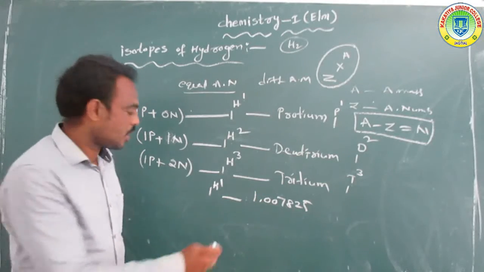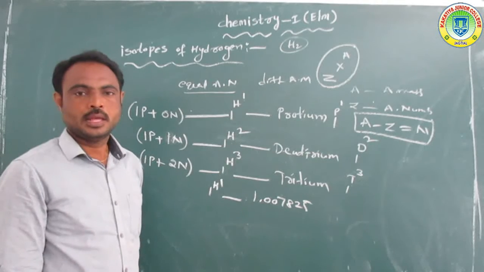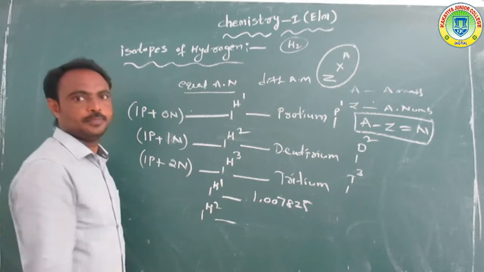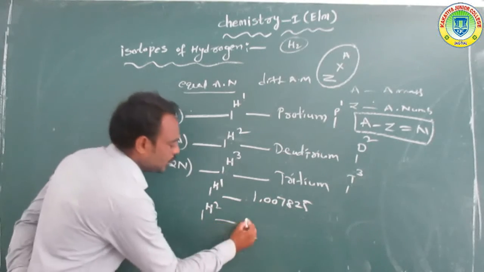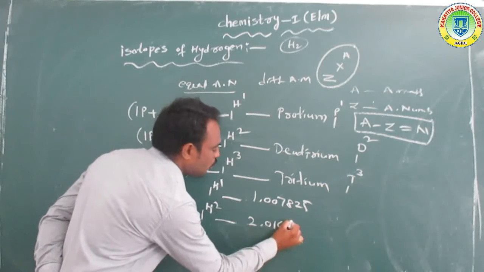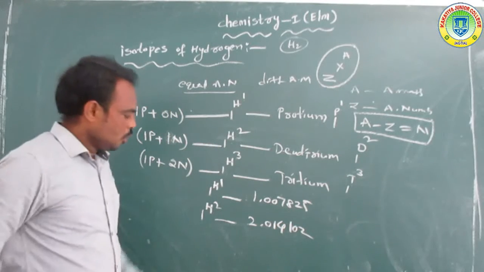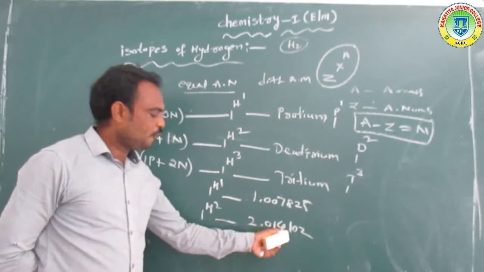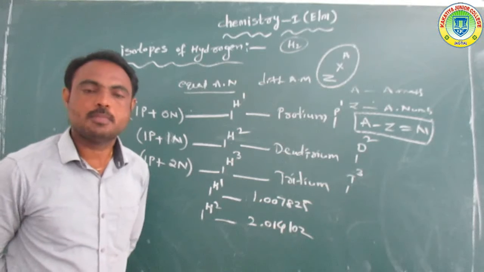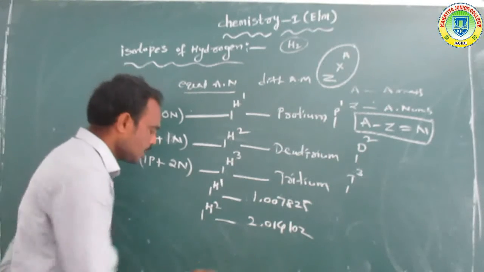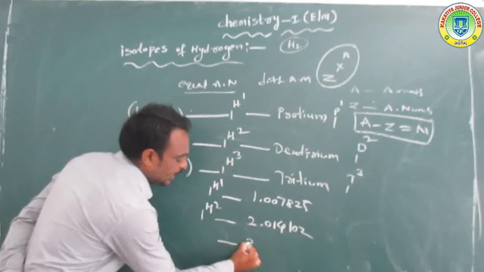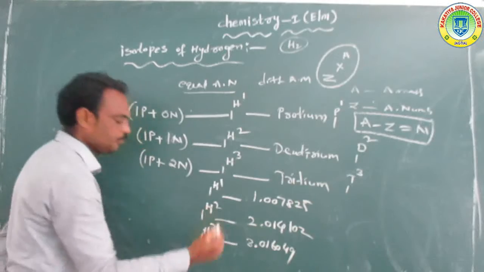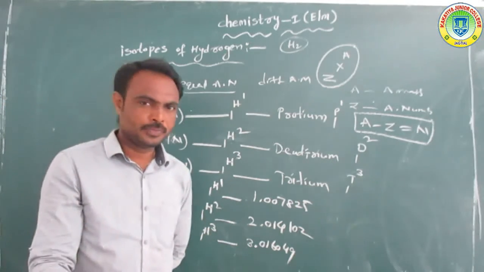1.007825 is the atomic mass of protium. Suppose the second one, 1H2, deuterium. This deuterium contains 2.014102, which is the atomic mass of deuterium. And the third one, 1H3, has 3.016049 as the atomic mass of tritium.